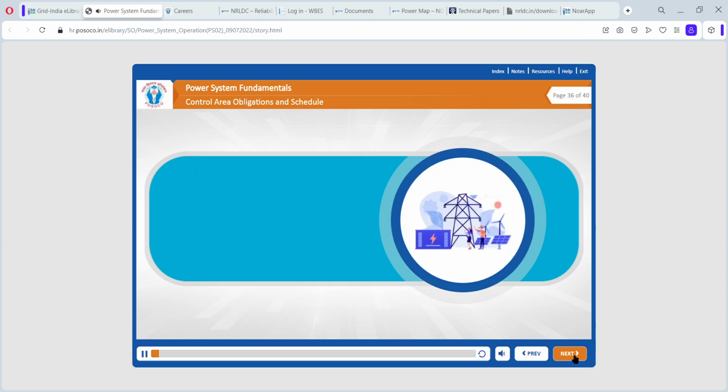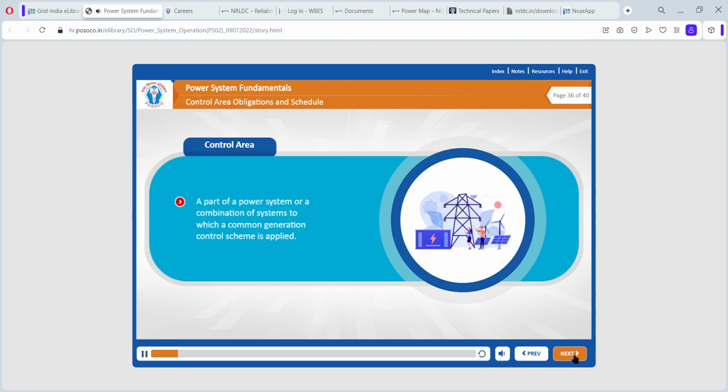Now, we will learn about the obligations and schedule of a control area. A control area is a combination of systems to which a common generation control scheme is applied. This is connected to other systems of electrical networks by transmission lines, called tie lines.